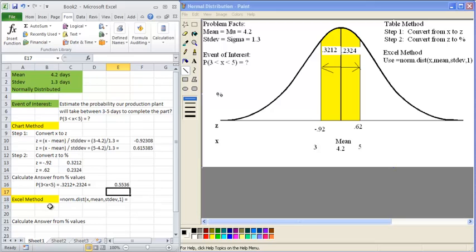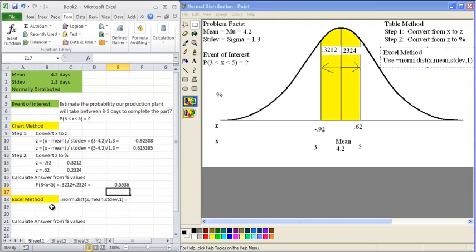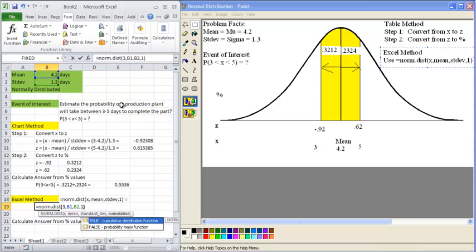Let's go ahead and do this problem using the Excel method. Well, in Excel, you don't need to convert to a z-score. You can actually go directly from an x value to a percentage value. So we're going to use the formula equals norm.dist. So we're using the normal distribution. We're going from an x-score of 3, and we want to know the associated percentage to it, so we're going to use .dist. Our x value is 3. Our mean is 4.2. Our standard deviation is 1.3. And cumulative is always going to be 1 when we do this one.